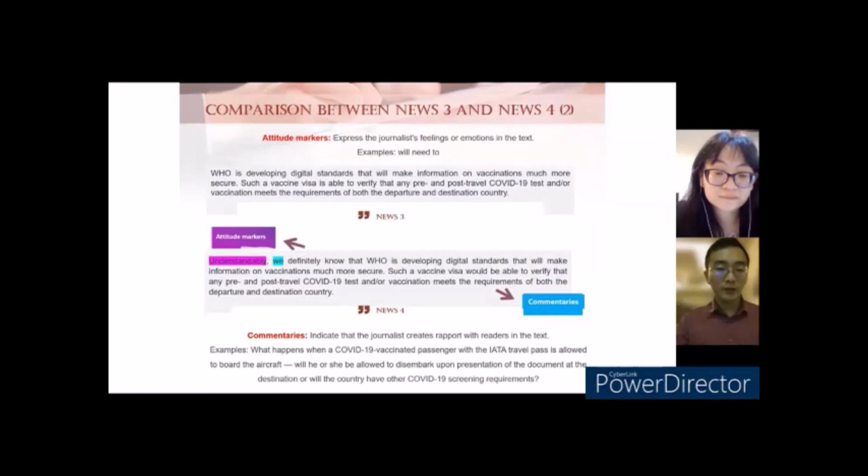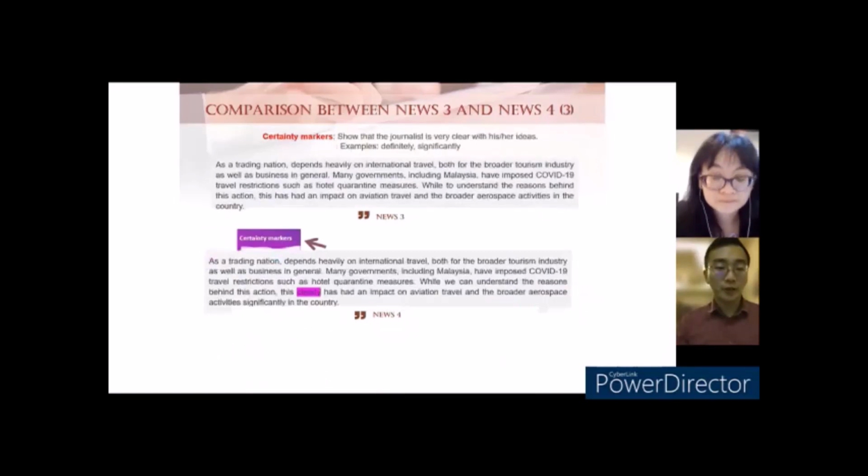Following that, we have two more, which will be attitude markers. Attitude markers allow the author to inject themselves into the text, expressing their feelings and emotions. And after that, we have commentaries, where the author tries to build rapport with the readers, normally to indicate some sort of movement or to generate a feeling of working together. All right. And lastly, we have certainty markers. Now, certainty markers are used by the author to let the reader understand that they are very certain of these facts and to share a very strong opinion.